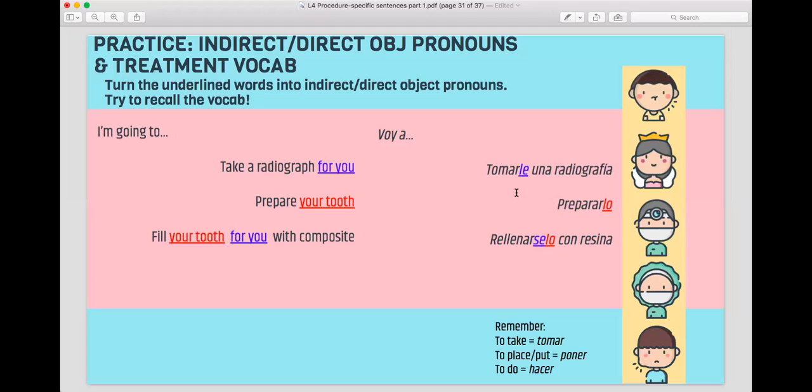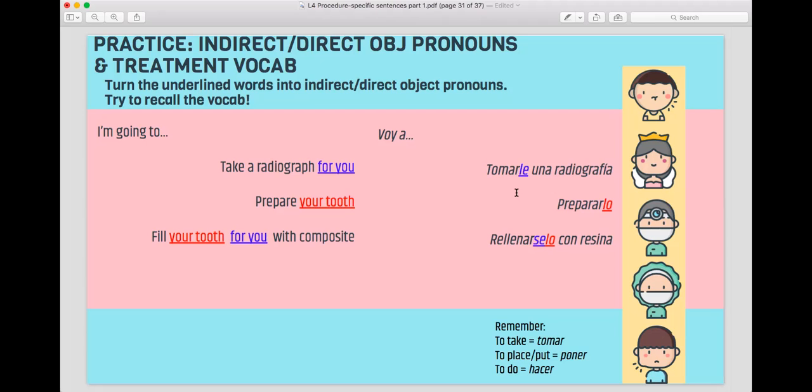The tooth. Yeah. So, we know it's not going to be prepararle in this case, because that's just saying you're preparing it for someone, but you're not really saying what you're preparing. You're not saying what the verb is acting on. So that's why it's a direct object here.